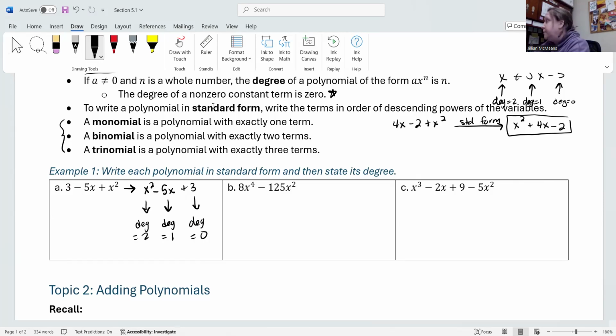always 0, okay? Next up, we have 8x to the fourth, oh wait, I didn't state the degree of the whole polynomial. Let's go back to part A. I got an email and I got sidetracked.